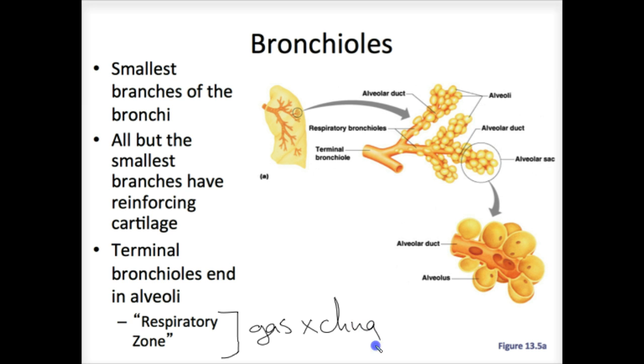So the primary purpose of this whole section was to talk about the conduction system and what has to happen to the air as it's conducted through the body to get to the point where we can have gas exchange.